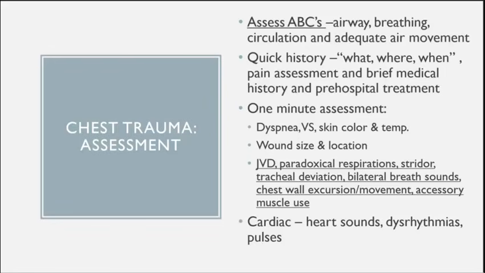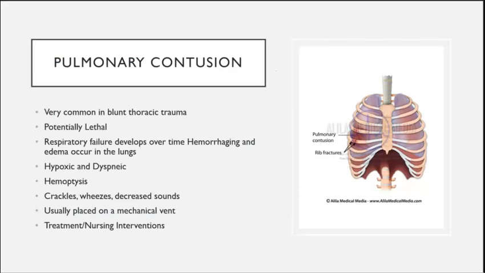And then, of course, monitor your heart, get those sounds in, and look for dysrhythmias, and check your pulses. So, pulmonary contusion, it is a bruise. You rupture those capillary beds, and that is a bruise. It could be from a rib fracture. Maybe you get hit really hard in the chest and it fractures one of your ribs. You're going to have some bruising there. Very common in blunt force thoracic trauma. It could be lethal, depending how deep the penetration is.